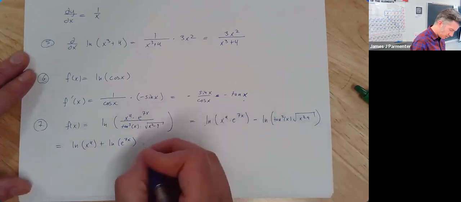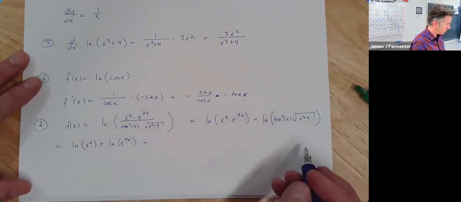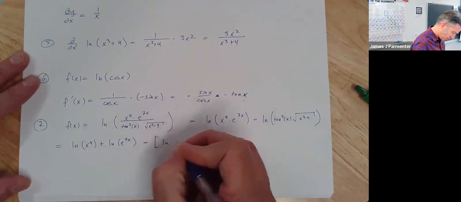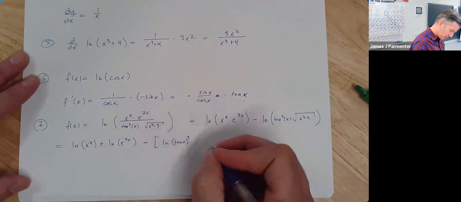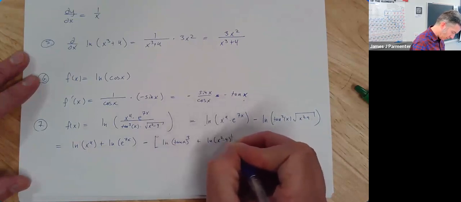Same deal here. You're going to have the natural log of tangent cubed plus the natural log of the square root of x squared minus 9. Or as I might write it, the natural log of tangent of x cubed plus the natural log of x squared minus 9 to the 1/2.